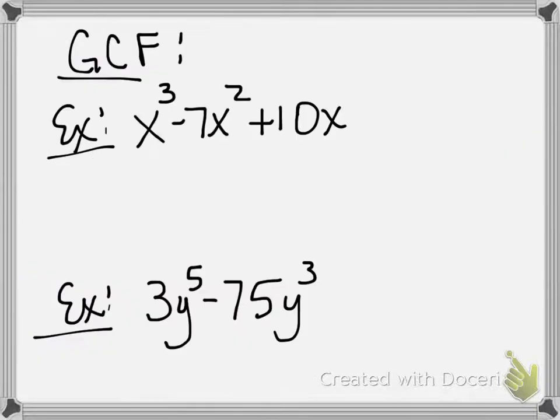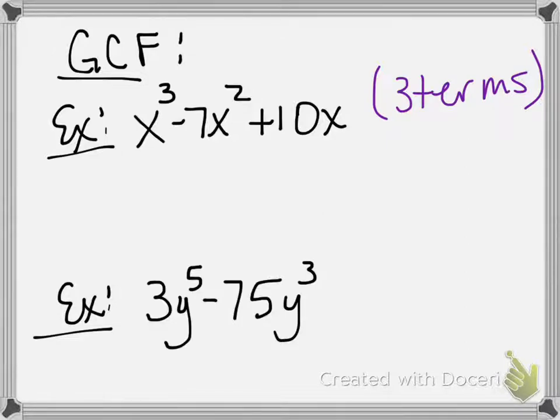Now remember, a polynomial is more than one term. So if I have x cubed, 7x squared, and 10x, then that's a polynomial because it has more than one term. This actually has three terms, which is going to be probably important to us later on.